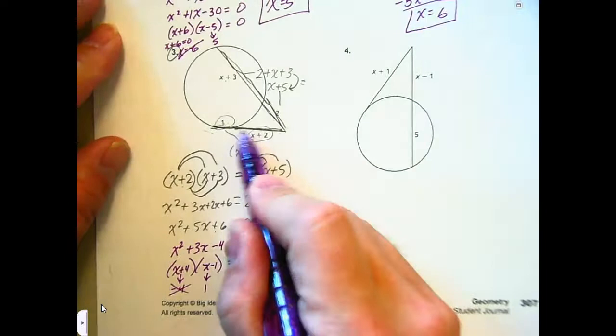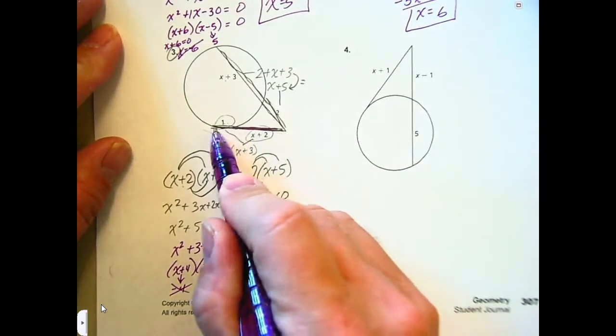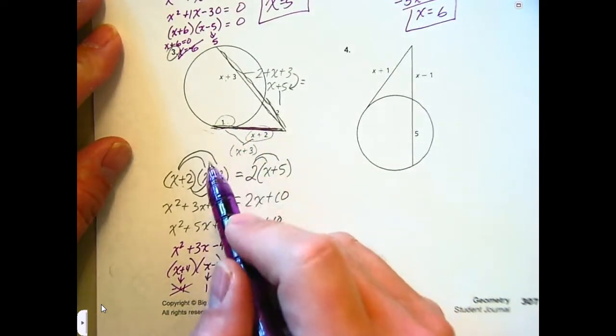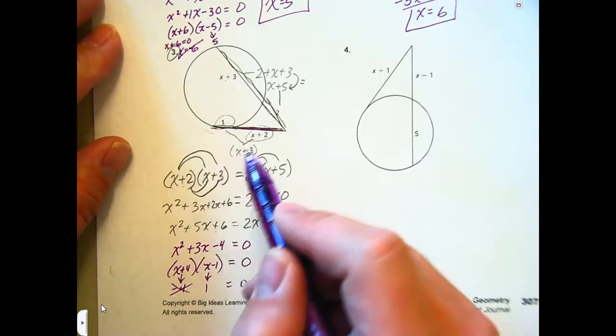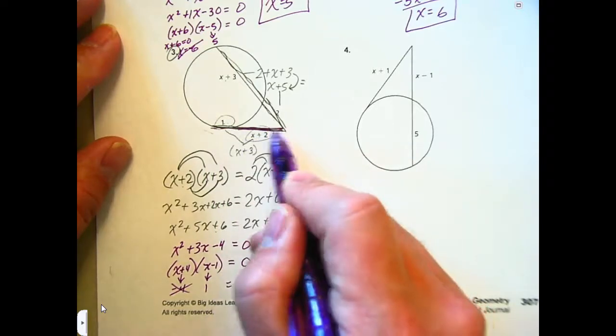No, you're multiplying this length by the entire length. So you're multiplying external by the entire.